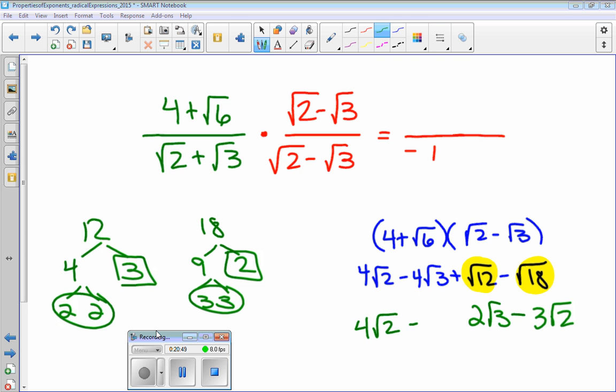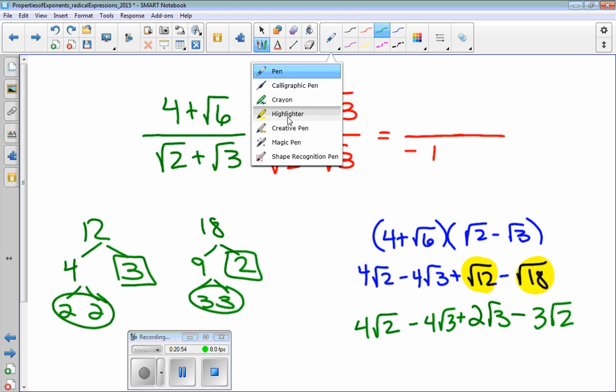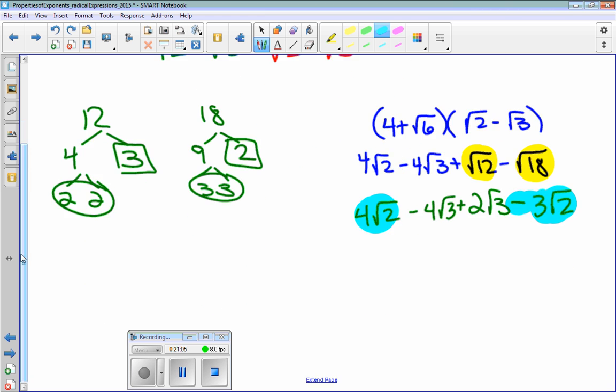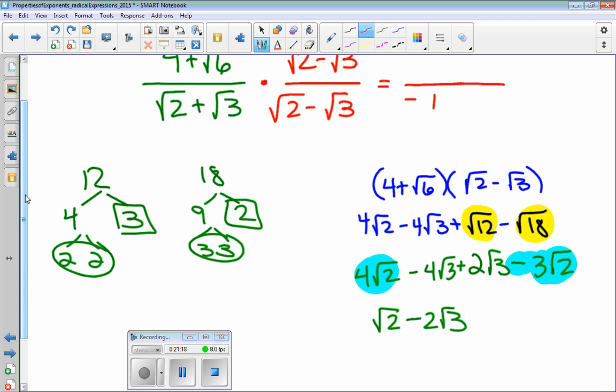Now you should notice some things at this point. You should see that this and this can be combined, and the ones with the radical 3s can also be combined. So my final answer on this problem is radical 2 minus 2 radical 3. That'd be 1 radical 2. And I have that all over negative 1.